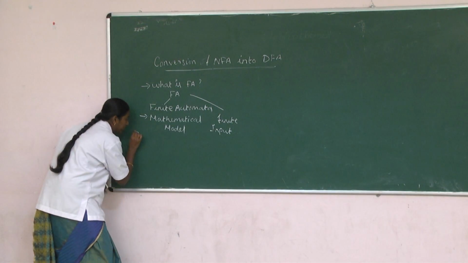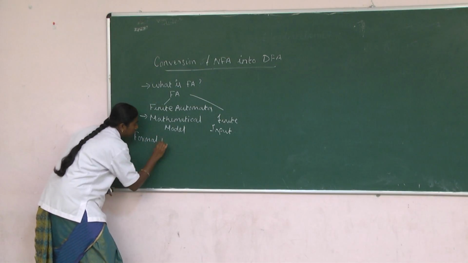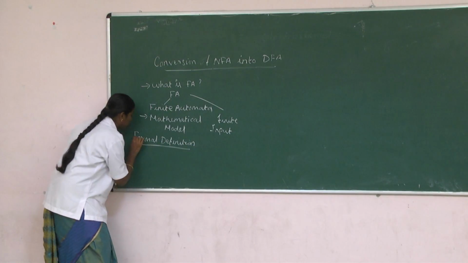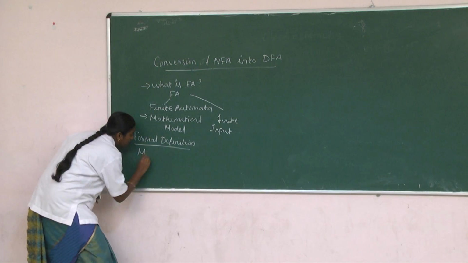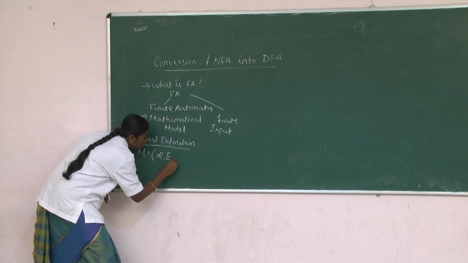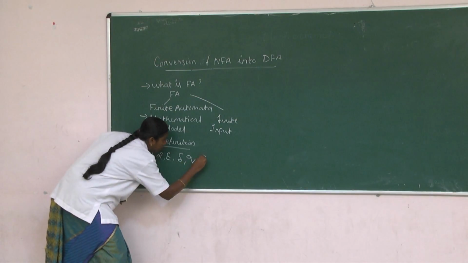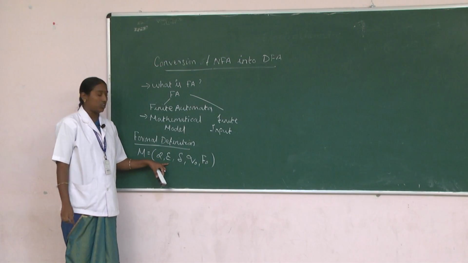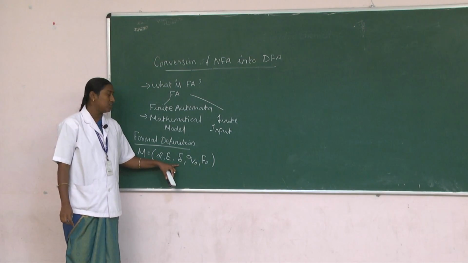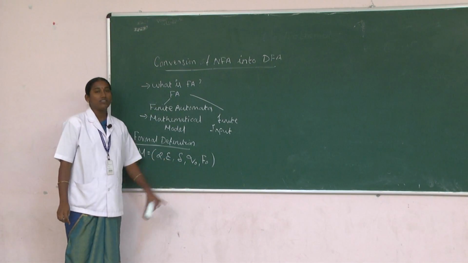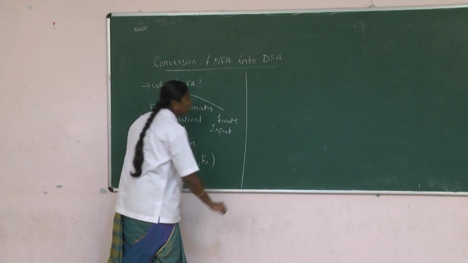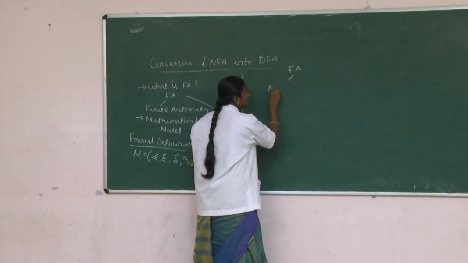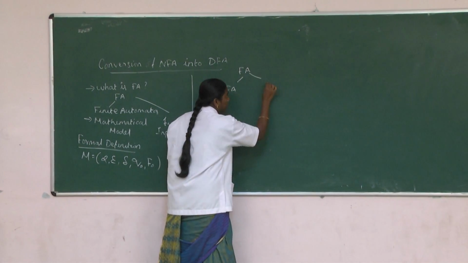Now we see the formal definition. The formal definition of FA machine is M equal to (Q, Σ, δ, q0, F). Here Q stands for set of states, Σ stands for set of inputs, δ is a transition function, q0 is the initial state and F is the final state. This FA machine is classified into two types. One is NFA and another one is DFA.